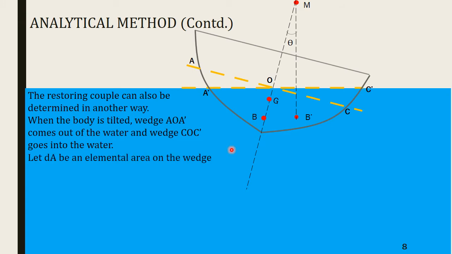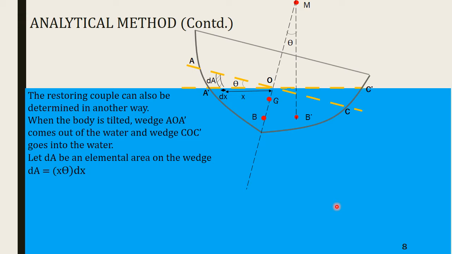So let dA be an elemental area on the wedge. This is dA, a small elemental area on this wedge. It has a width of dx. The angle made by dA is theta and it is at a distance of x from O. Whatever dA I've drawn on the wedge AOA dash will exist in COC dash also.